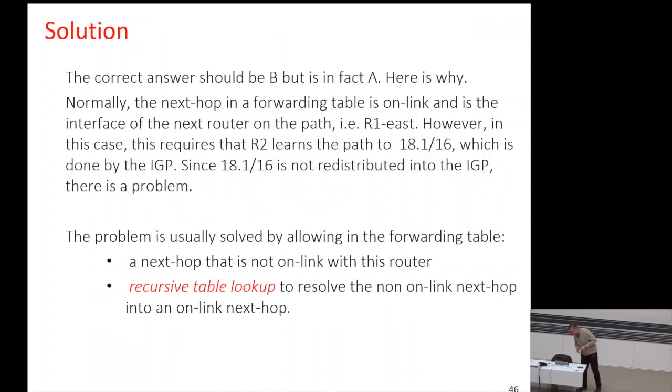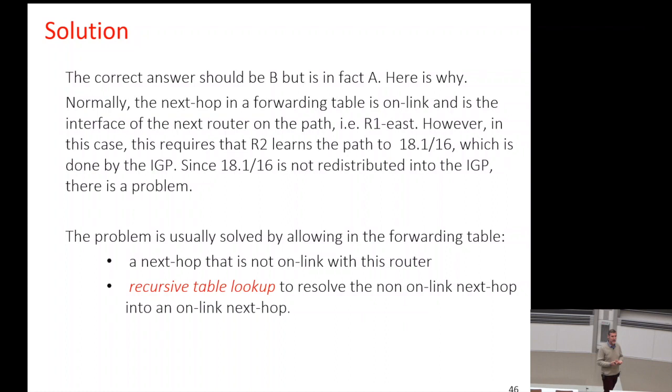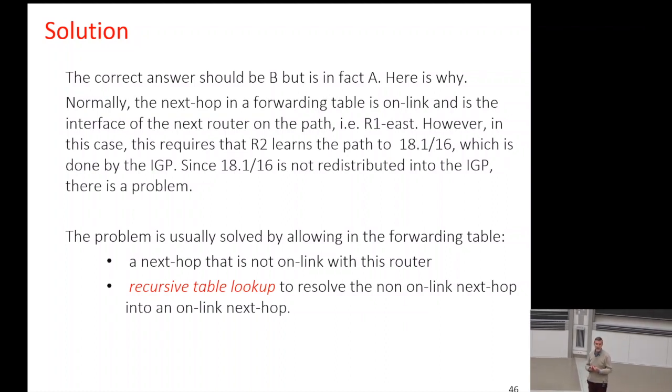In principle, in the routing table, we put a next hop, that is the next router to go, or the final destination, and the next hop, by nature, must be on link. Otherwise, it's not the next hop, right? That's the principle of IP forwarding.